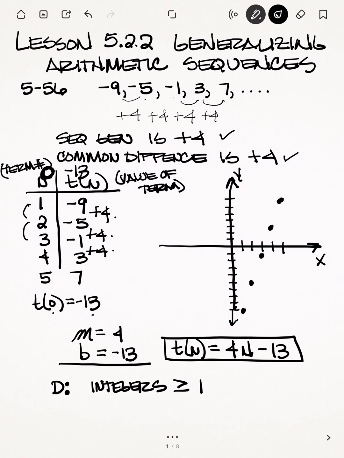So 1 is always first, and then it's 2, 3, 4. It's the same every time. Your domain won't have any fractions or decimals in it, and it won't have any negative numbers when you're talking about a sequence.